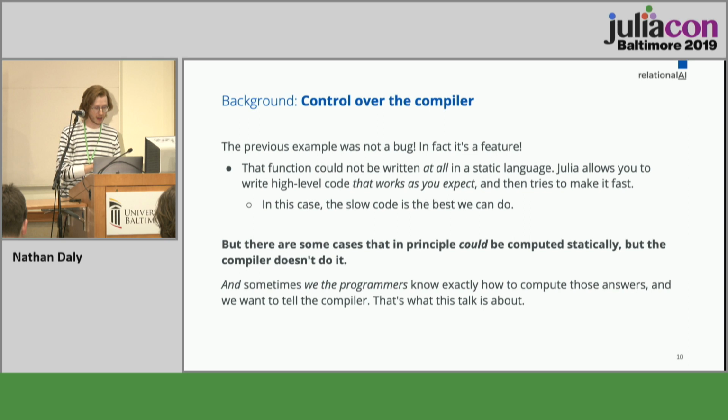But sometimes the slow code isn't the best we can do, but the compiler can't get to the fast code for whatever reason. Maybe it doesn't have enough time, or it just doesn't know how to do that yet. And sometimes we really care about that performance, and sometimes we as the programmers know what optimized code it should be producing, and we want some way to tell the compiler that. So that's what we're talking about.